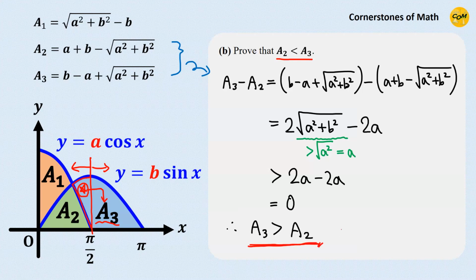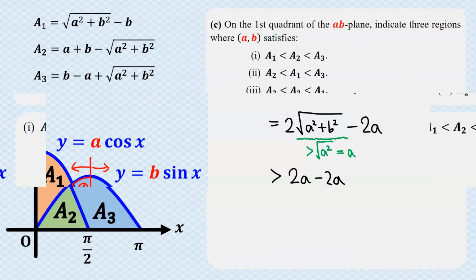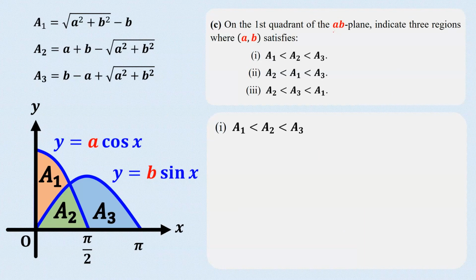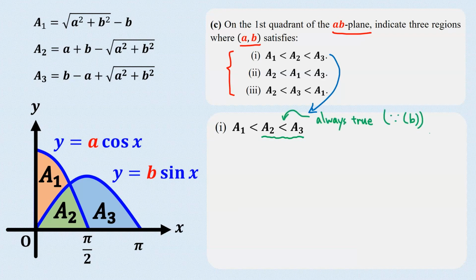Now let's move on to the interesting last problem. On the first quadrant of the AB plane, indicate 3 regions where A, B satisfies these conditions. Now let us start with the first condition. Here, A2 is less than A3 is always true because it is what we have just proved in the previous problem. Therefore, we only have to look for the condition for A1 being less than A2.